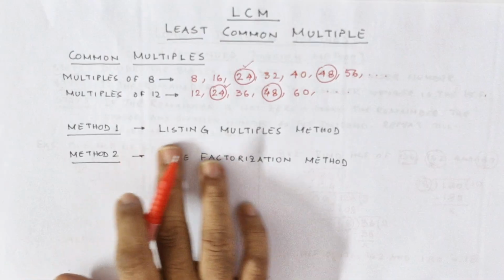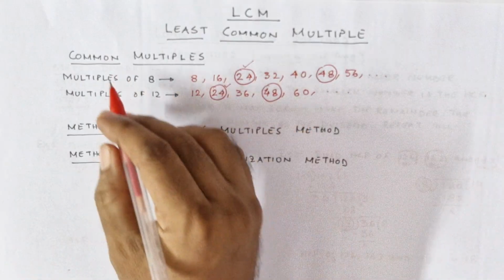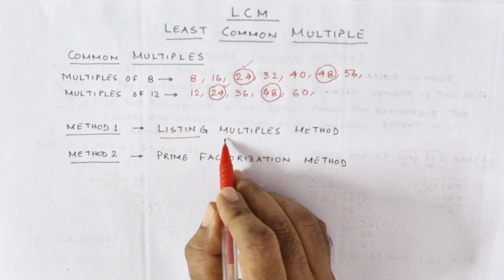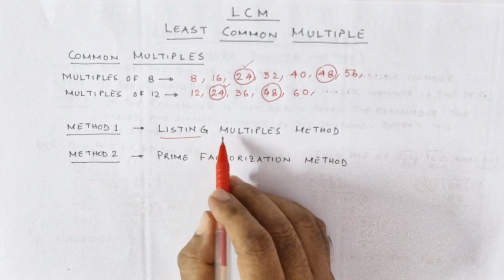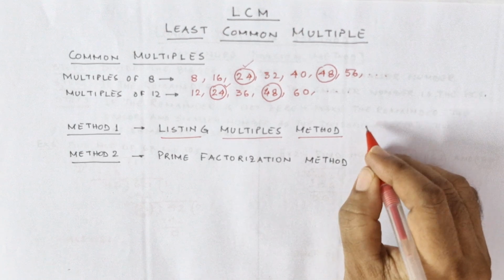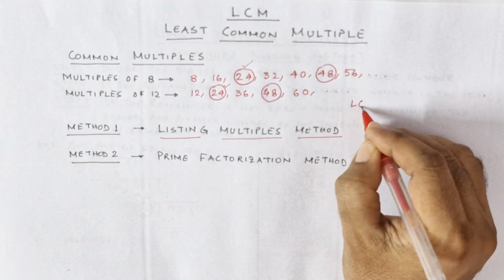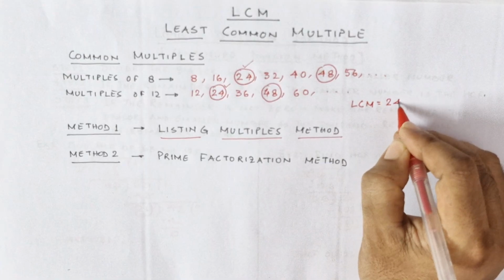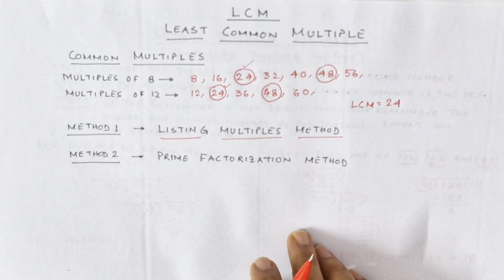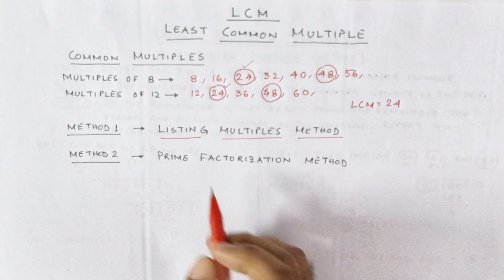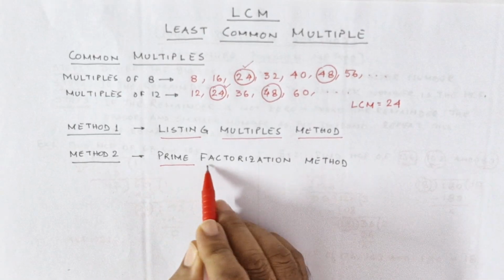Now what we have just seen is known as the method of finding LCM by listing multiples. Got it? So in the first case, we'll write LCM is equal to 24. Right? Very simple. Now method 2 is the most popular one, the prime factorization method.